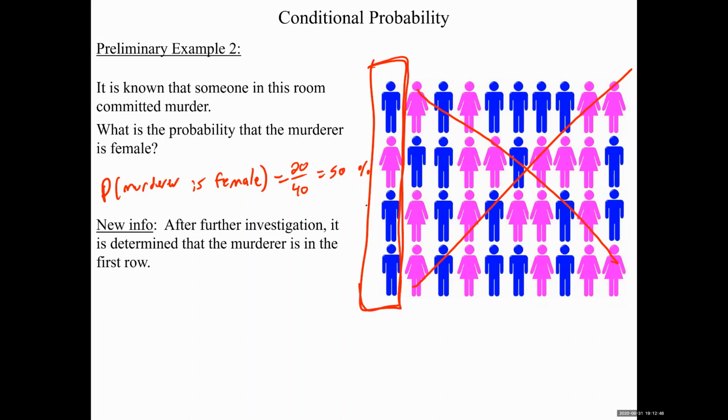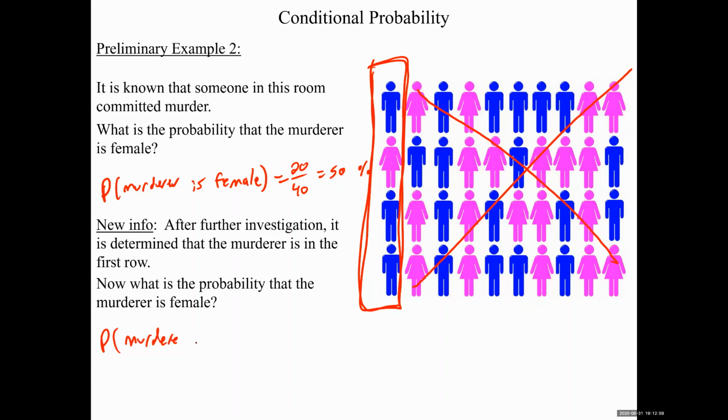Get that idea, that's very important. The sample space changes. Okay, so now I can ask you, what's the probability the murderer is female? What's the bottom number now? Just the bottom number. 4. 4, yeah. It went from 40 people to just 4, and there's only one female in that row, so now the probability the murderer is female is 25%. That's a conditional probability. It's like you're updating a probability after you've been given new information.